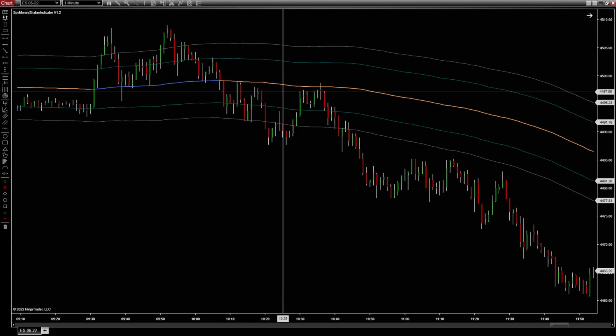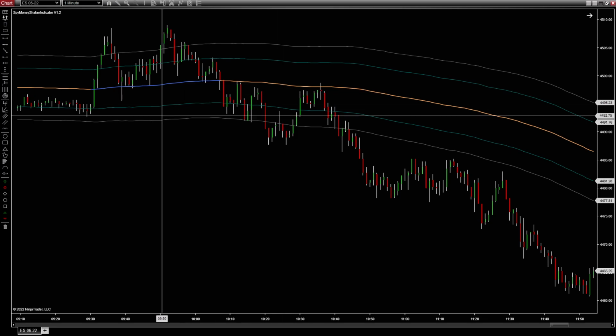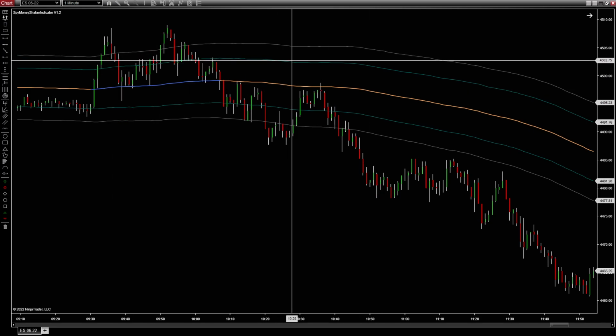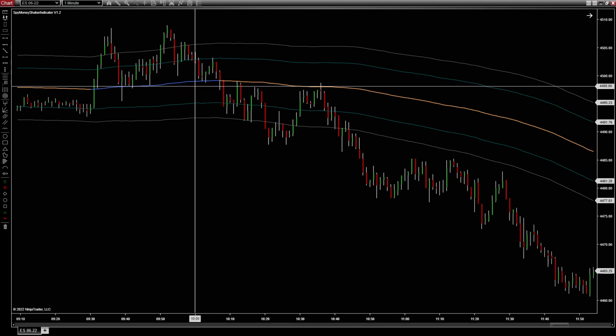A lot of people ask, what stop do I use? I use a stop depending on what time frame I'm using for one. The bigger the time frame, if you're using a 5-minute, a 2-point stop will not work on a 5-minute like it would on, say, a 1-minute.